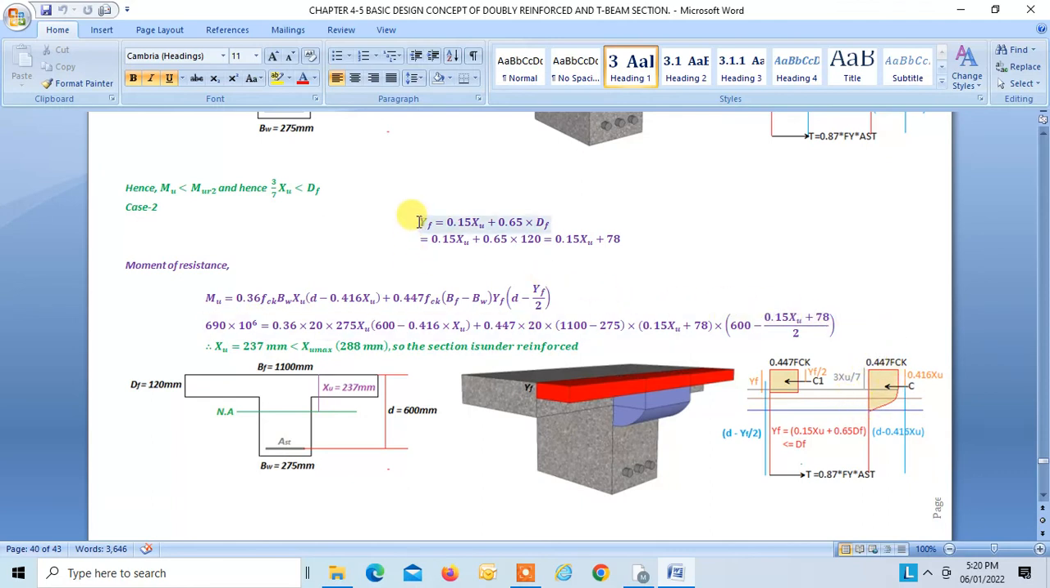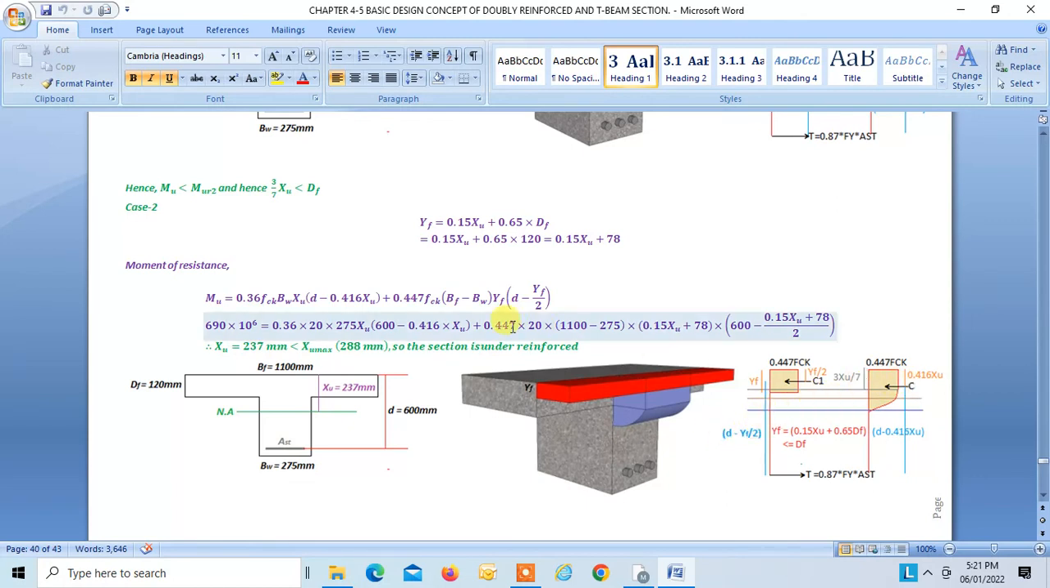Okay, so now you can convert this YF into 0.15 XU plus 78, because DF is 120, and 0.65 into 120 is 78, right? Now we know moment of resistance is C into lever arm. For a rectangular section the lever arm is D minus 0.416 XU. The lever arm here will be D minus YF by 2, right?